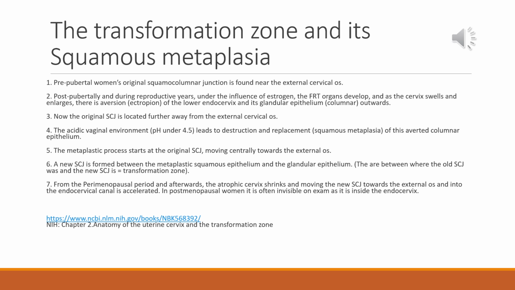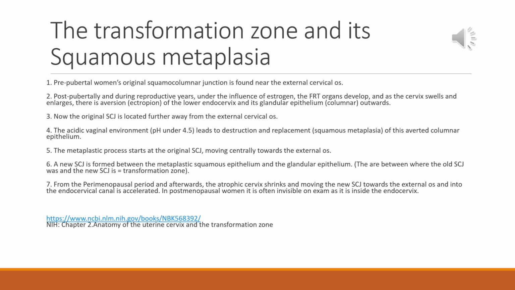What that means is that there is growth of stratified squamous epithelium from where the original squamocolumnar junction is towards the cervical os. 6. The new squamocolumnar junction is formed between the metaplastic squamous epithelium and the glandular epithelium. Basically, now the new squamocolumnar junction is where the squamocolumnar junction moved to. And the area between the new and the original is called the transformation zone. And the transformation that occurs within it is the squamous metaplasia.